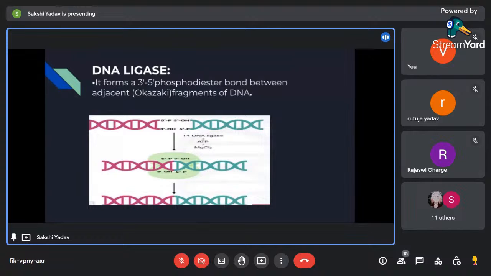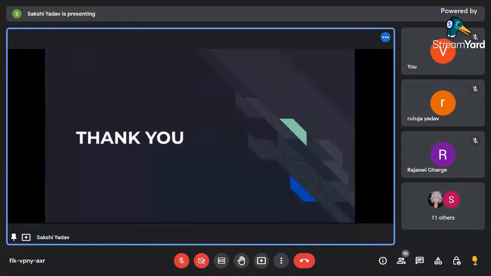And another enzyme is DNA ligase. It forms 3 prime to 5 prime phosphodiester bonds between adjacent Okazaki fragments of DNA. Thank you.